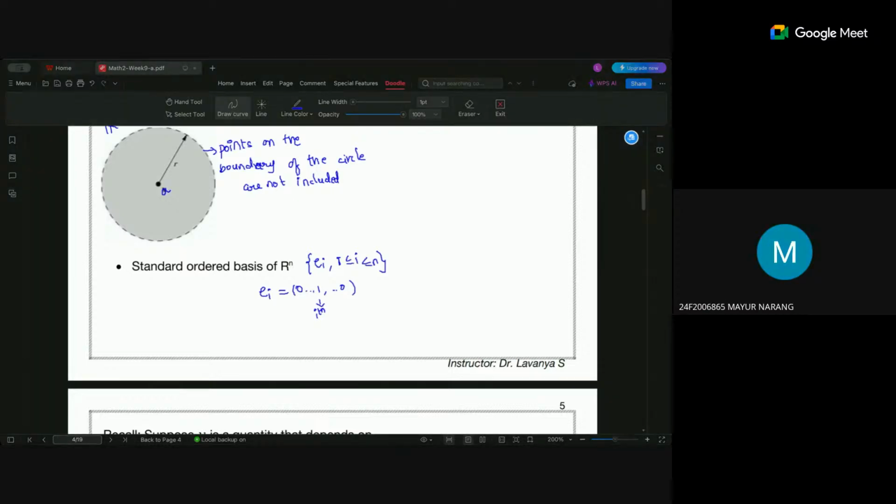I'm asking, 1 less than or equal to i less than or equal to n, which means these will lie between 1 and n. E1, E2, En. This set I am writing in this way, that's all. Your i is varying from 1 to n, so you have all from 1 up to n. This is just a set notation.